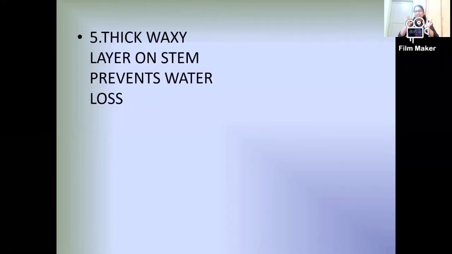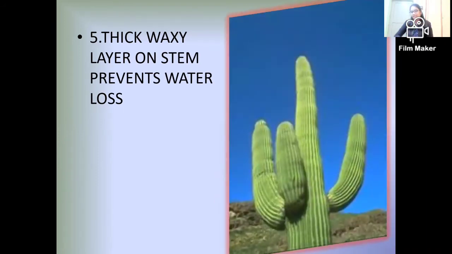Next, the fifth one is a thick waxy layer on the stem, which prevents water loss. Water loss can happen not only from the leaves, but even from the stem, because in a cactus the water is in the stem. So the stem has a thick waxy coated layer, because this waxy coating prevents water loss. You have to zoom in to see that, because as I showed you in the before-stem picture, you can just make it out.